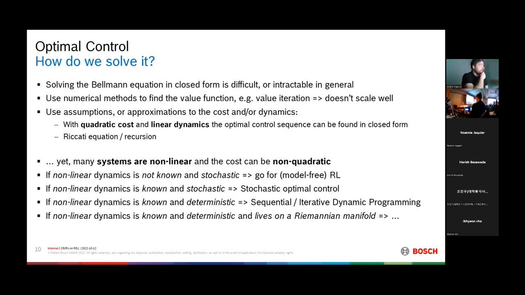What we're going to focus on is the linear quadratic optimal control in the following. On the other hand, in robotics and in many other related control domains, we have nonlinear systems, and we might have non-quadratic costs. The question is, what can we do in this case? You may want to apply reinforcement learning to solve problems without any known dynamics, or focus on stochastic optimal control, or sequential or iterative dynamic programming, especially in robotics. So there are many different ways of solving this problem. What we're going to focus on, which is particularly useful in robotics, is the last one, iterative dynamic programming. We're going to present a Riemannian formulation of this and show some examples.